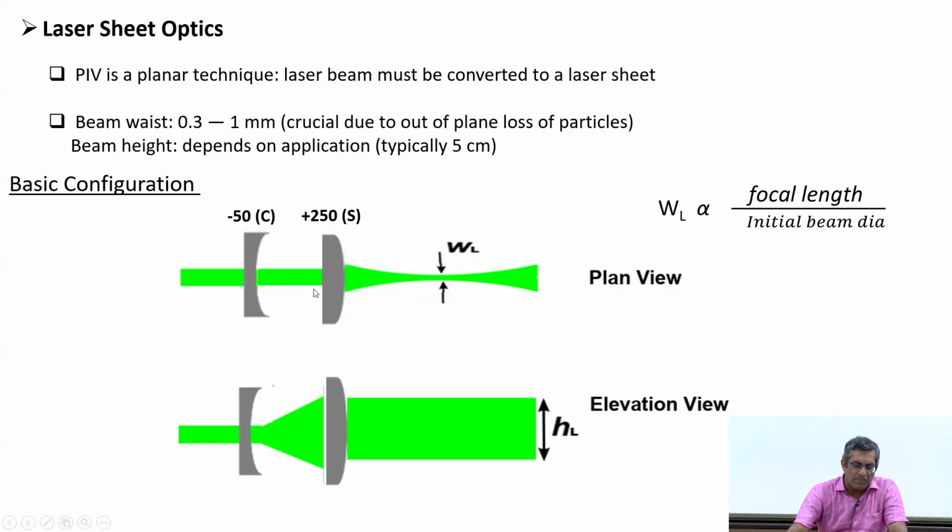So, this is achieved by using, this is the simplest configuration. You can use a cylindrical lens and a spherical lens, a combination of these, to produce a laser sheet. Basically, this cylindrical lens expands the laser sheet only in one direction, and then this lens collimates it. While this lens, which is a spherical lens, also converges it, forming a beam waist. So, basically your imaging area should be in this zone, because here you produce a very thin sheet.